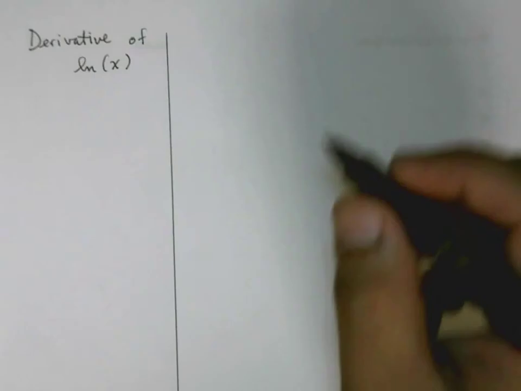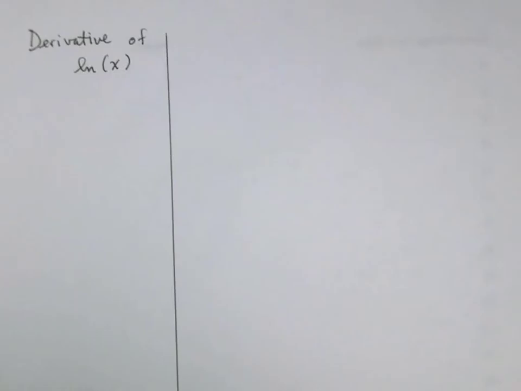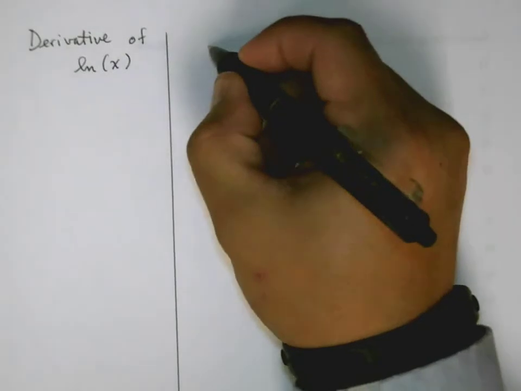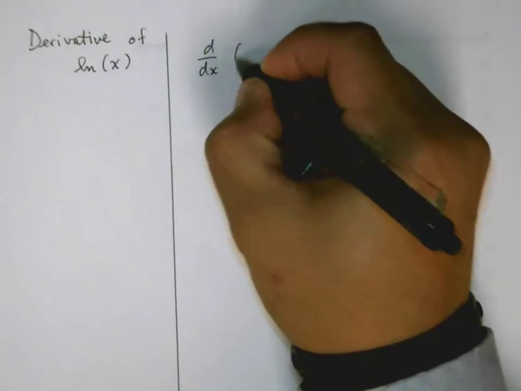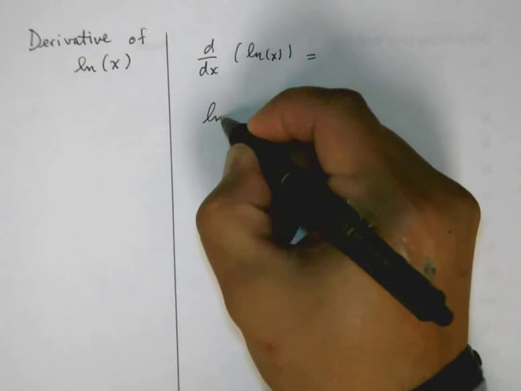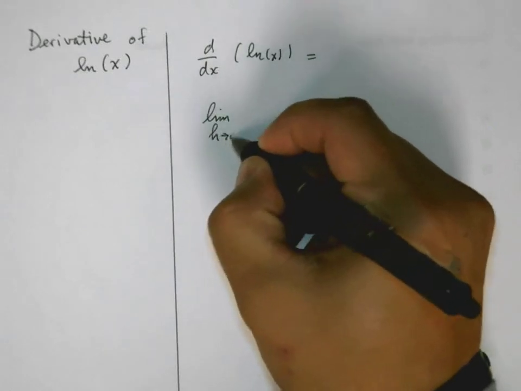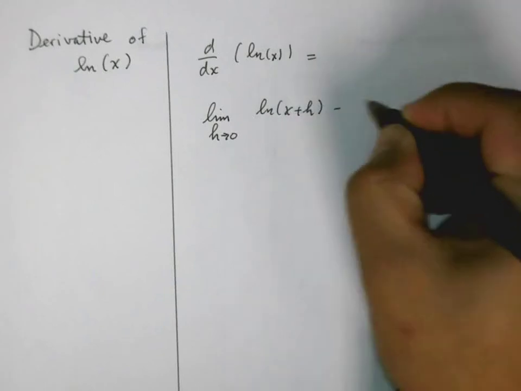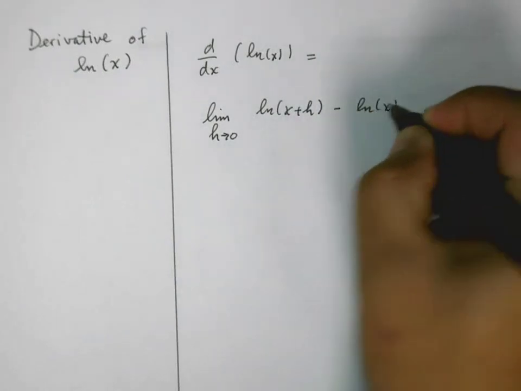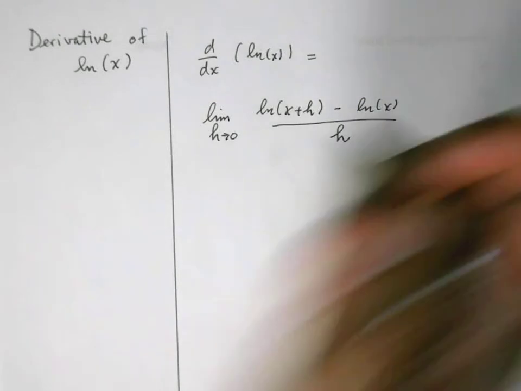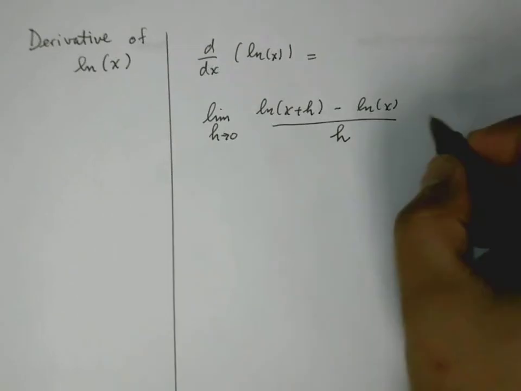Okay, so we're going to find the derivative of the natural log of x. And to do that, let's see. The derivative of the natural log of x is equal to the limit as h approaches 0 of the natural log of x plus h minus the natural log of x, all of it divided by h. This is just the difference quotient that we're so familiar with when we talk about derivatives.